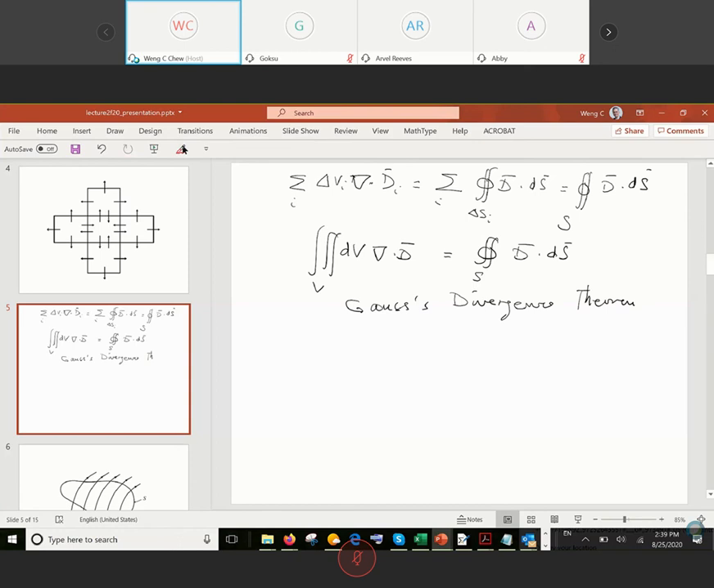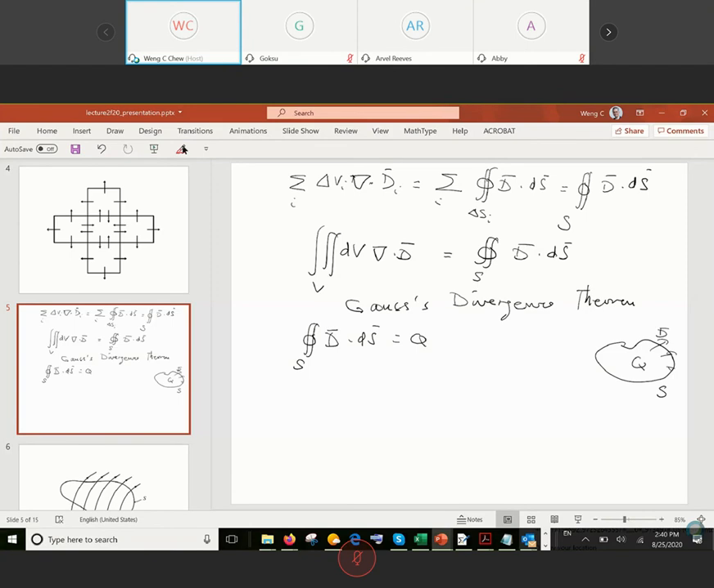Okay, and so if you apply this to Gauss theorem for electric charges, it says that the integral of B dot dS over a closed surface S is the total charge inside, Q. That's what Gauss theorem says. If you have a surface S that contains charge Q, then the electric flux B, when you integrate over the surface, equals the charge inside.